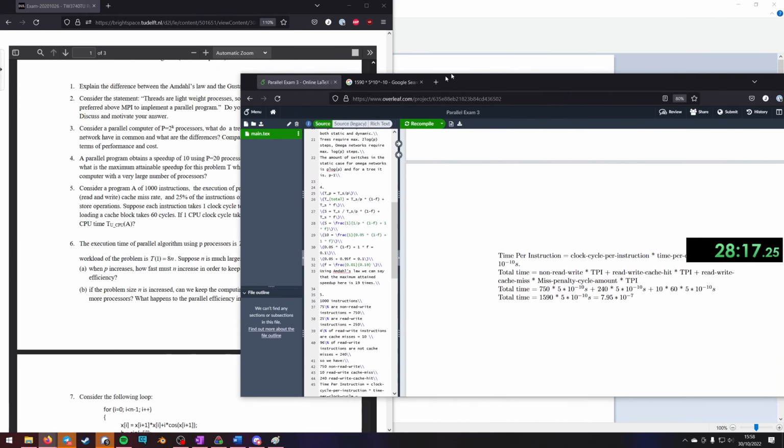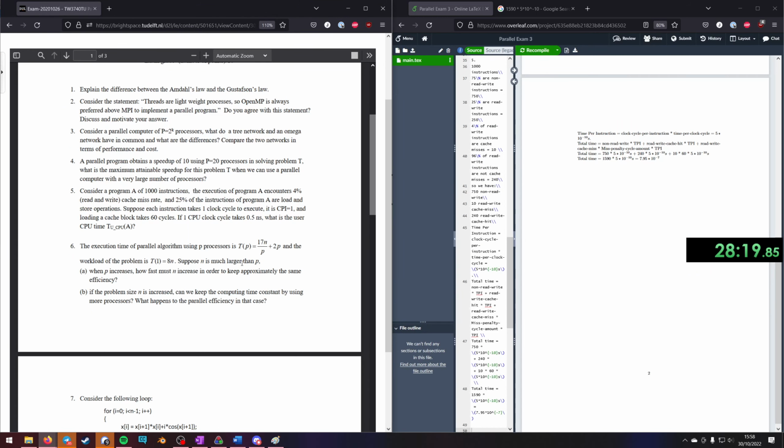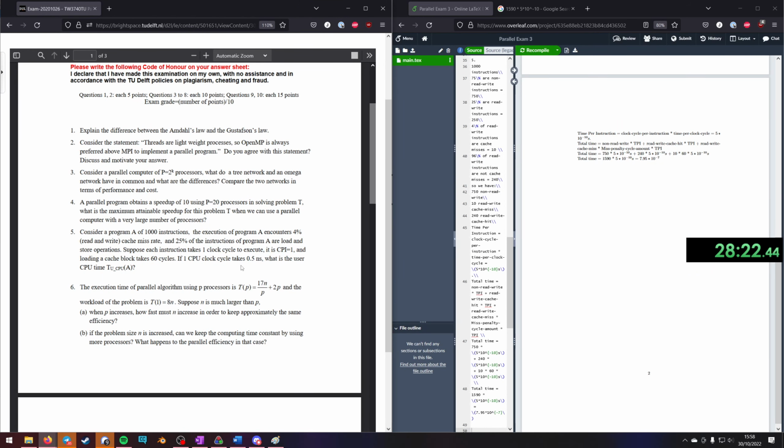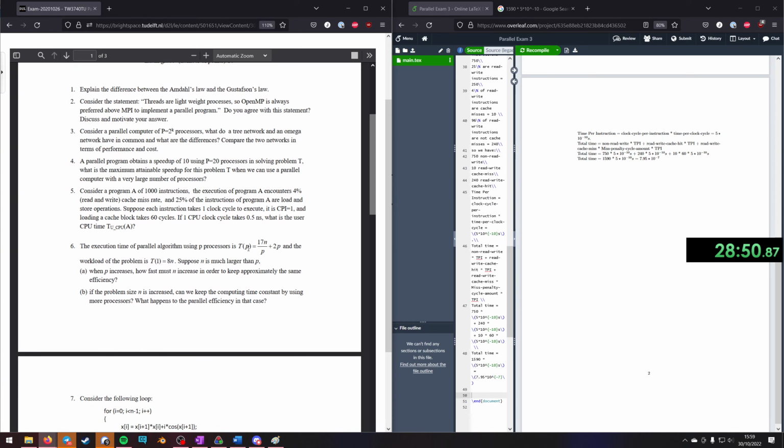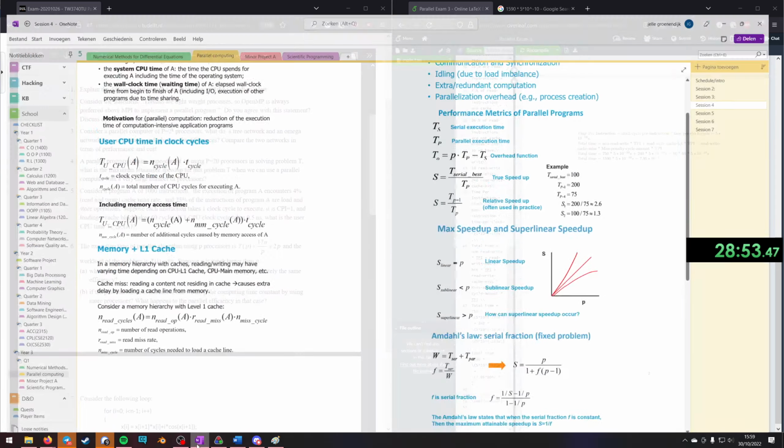So yeah, the TLDR is that every instruction that isn't a cache miss takes the same amount of time. So the user CPU time is the amount of instructions that take one clock cycle plus the amount of instructions that take 60 clock cycles, times the time per cycle. Yeah, it sounds very complicated, but it isn't. You can double check it in the book.